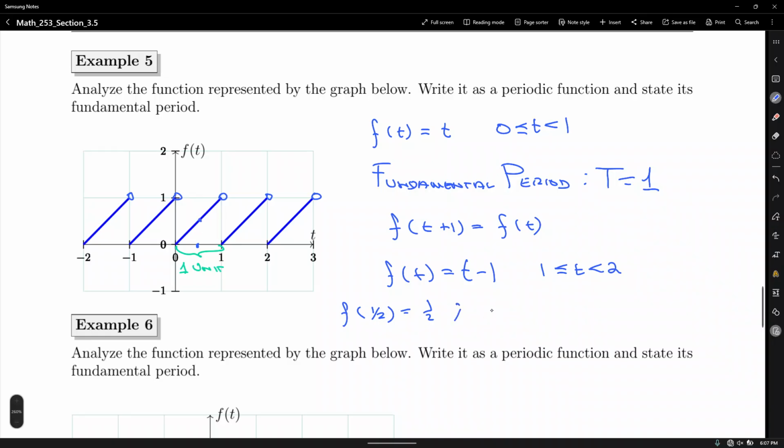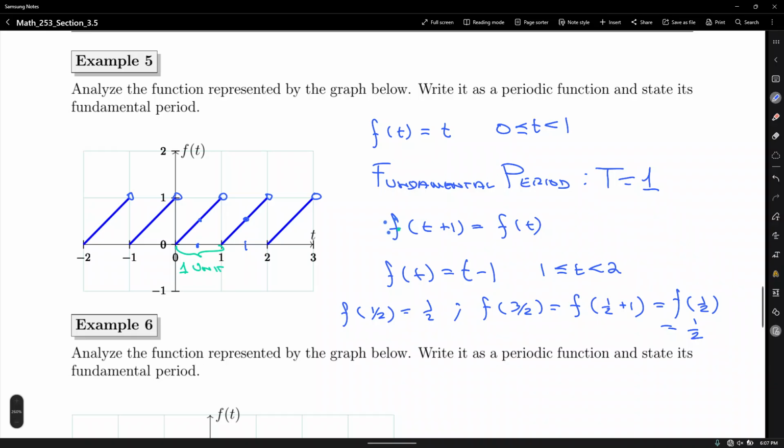What would be f of 3/2? Isn't that the same as saying f of 1/2 plus 1? But guys, the 1 is a period, isn't it? It's a fundamental period. That's the same as saying f of 1/2, which is another 1/2. Go to 3/2 in this case. What's the y value? Is that the same 1/2? You can add one more unit and one more unit, and you should get the same result.